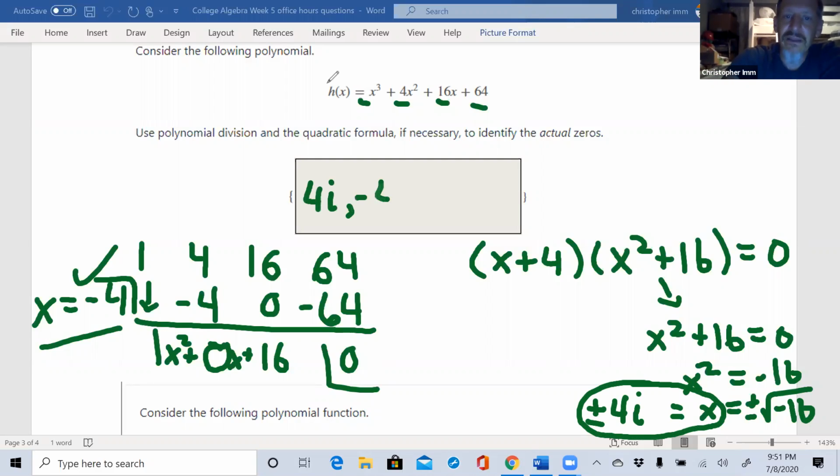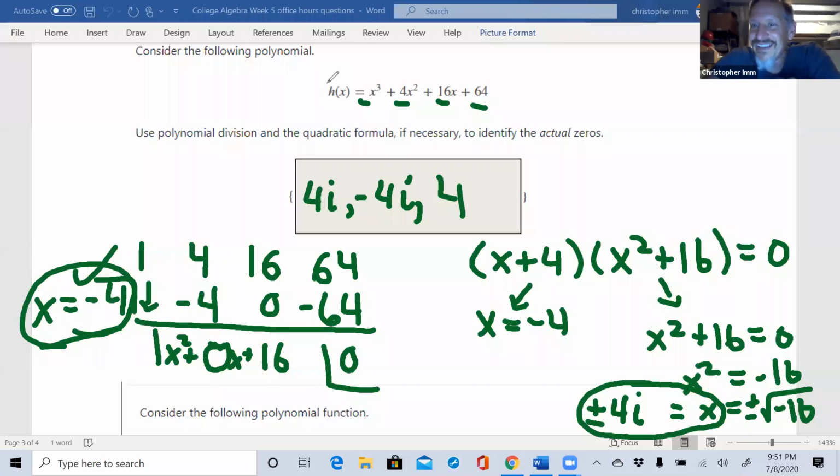I have -4. And that -4 would just come from this. So those are three zeros.